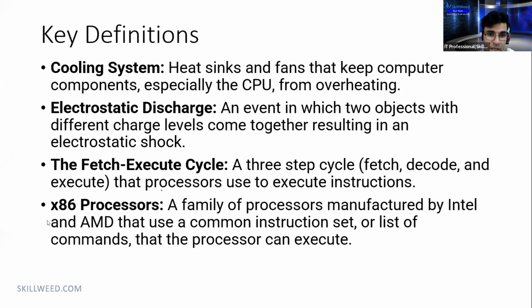Okay, so then we have x86, which means a 32-bit operating system, a family of processors manufactured by Intel and AMD that use a common instruction set, or a list of commands that the processor can execute. So these are the processor families that they both have. They have shared all their vision and come to those branded processors for all of the users. These processors are able to execute the list of commands that they have provided to them, okay?